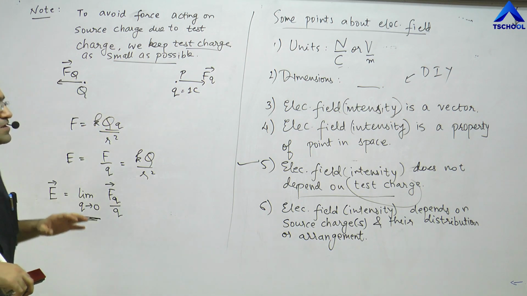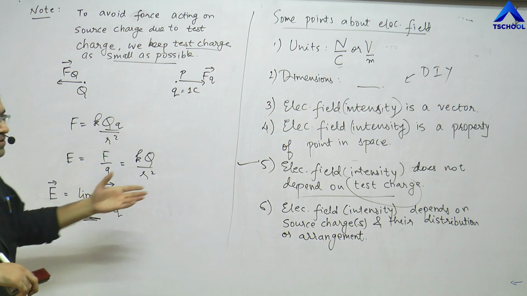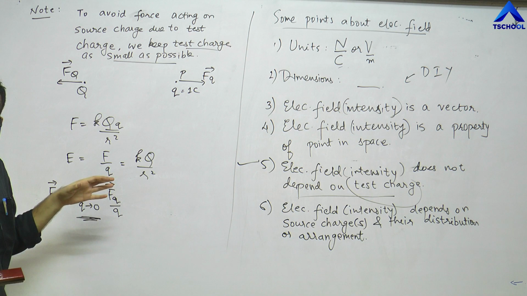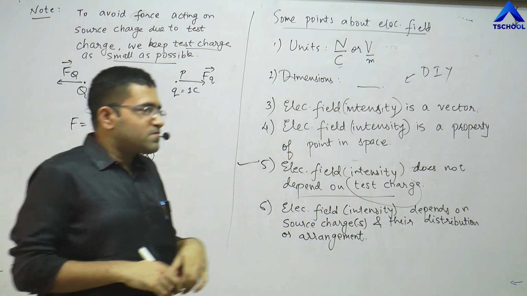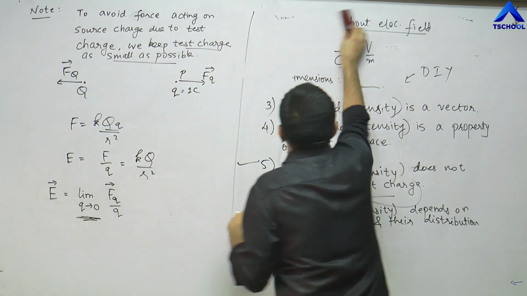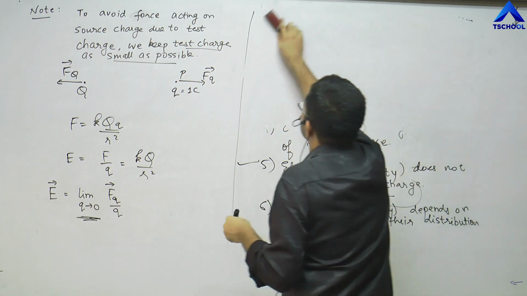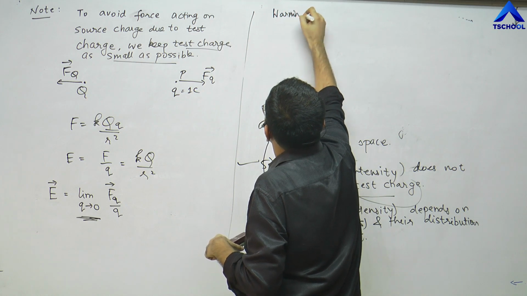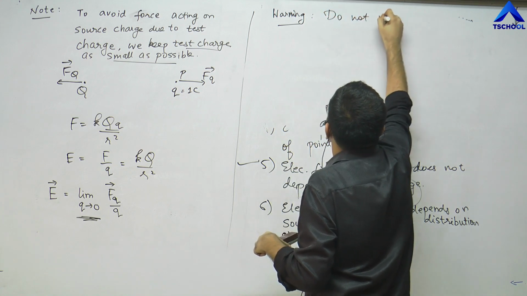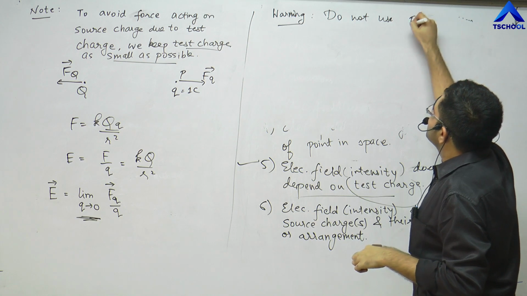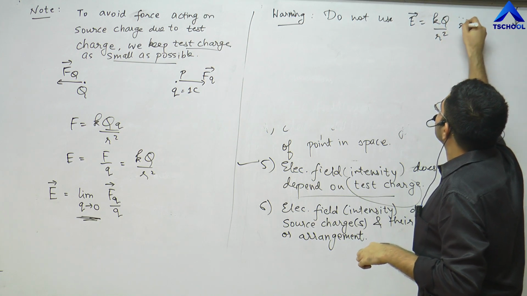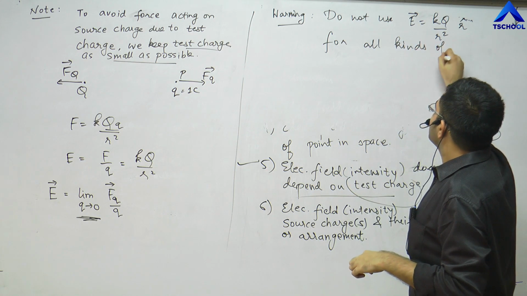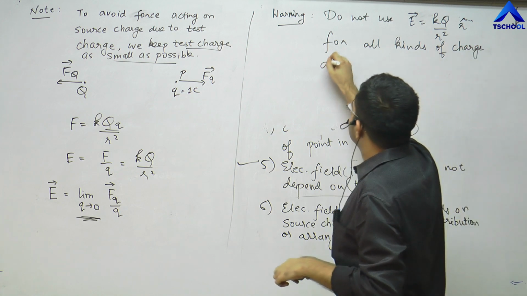It is that the electric field intensity depends on the source charge, so you cannot use the same formula for everything. What I want all of you to understand, and it's more like a warning, is: do not use E vector equal to KQ by R square R hat for all kinds of charge distributions.